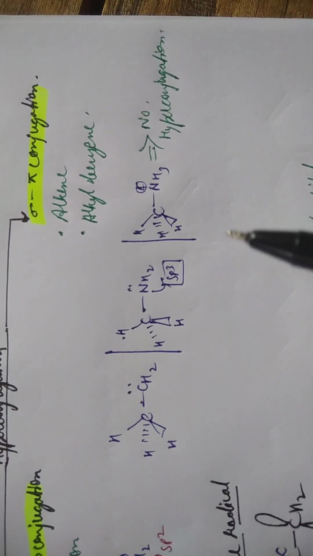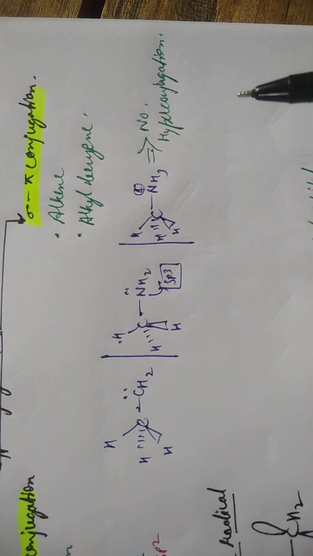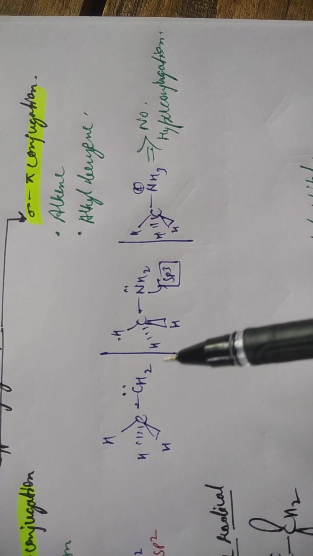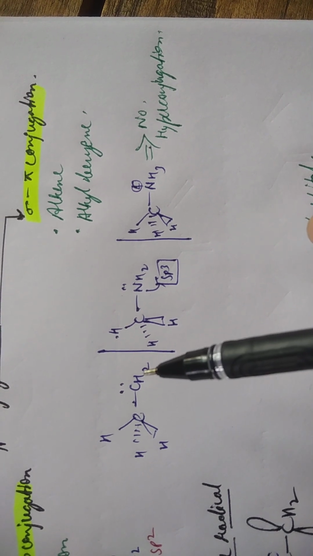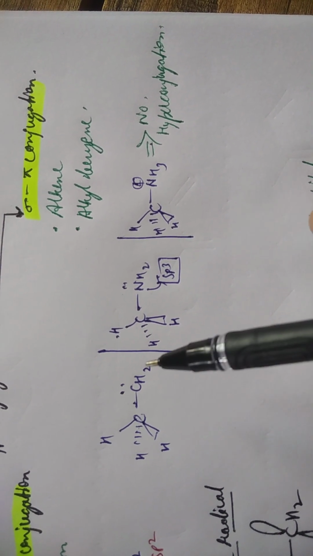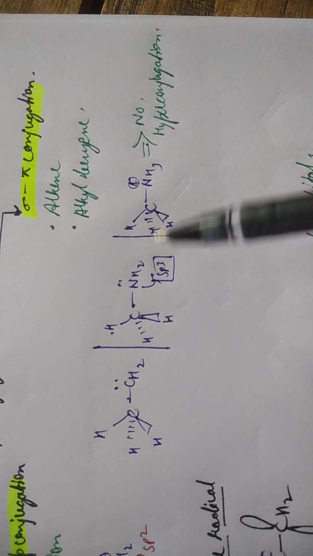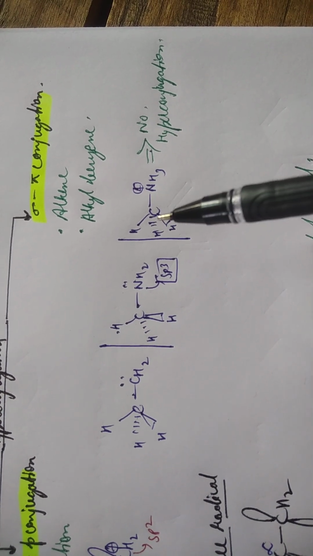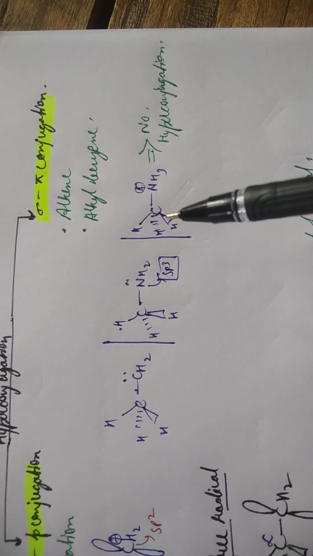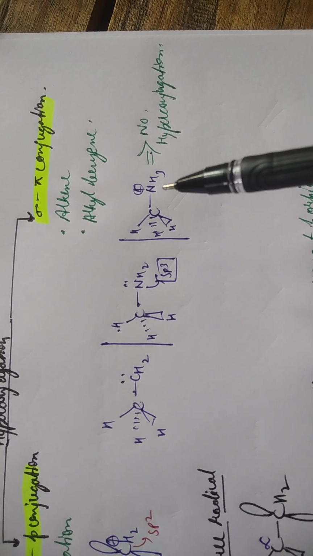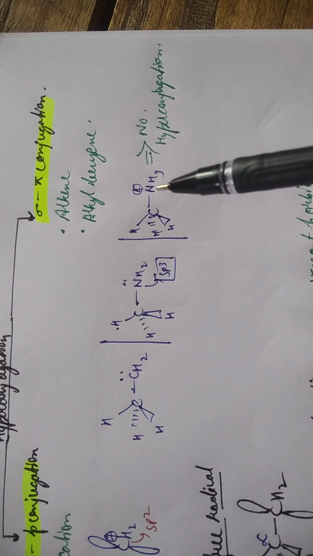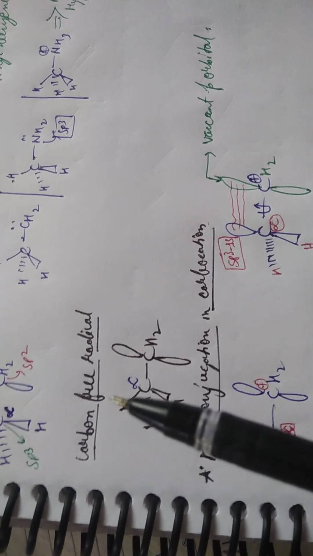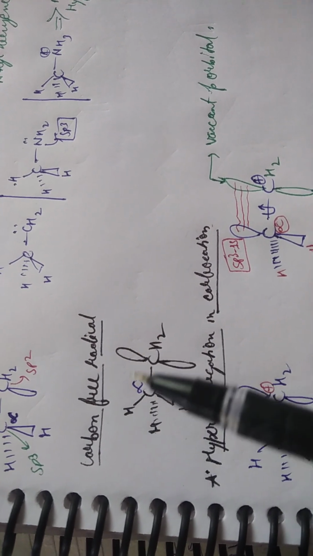Next, see here, in this example there is no hyperconjugation. Why? Because it is attached to an sp3 carbon. Whether the attached atom is an sp3 carbon or nitrogen, anything, there will be no hyperconjugation. Although hydrogen is attached to that carbon, it will not be considered because the attached part should be sp2. Next you will see the carbon free radical.